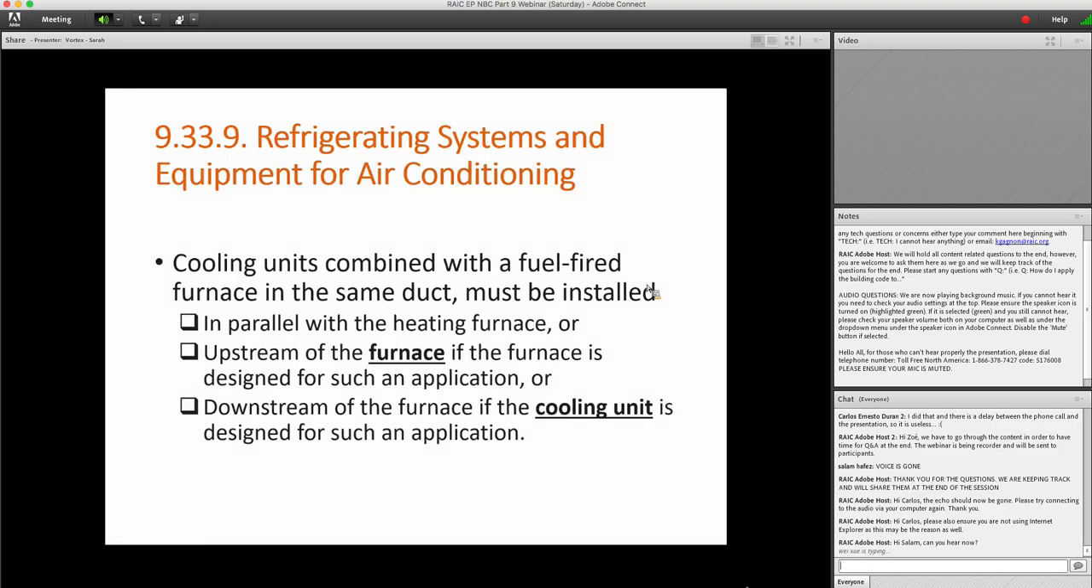Refrigeration systems and equipment for air conditioning, where a cooling unit is combined with a fuel-fired furnace in the same duct, which is very common, must be installed in parallel with the heating furnace or upstream of the furnace if the furnace is designed for such an application, or downstream if the cooling unit is designed for such an application. So this does depend on the type of equipment you have installed or are designing.